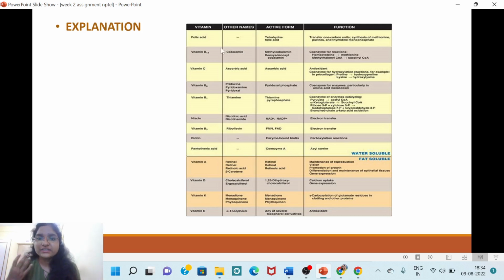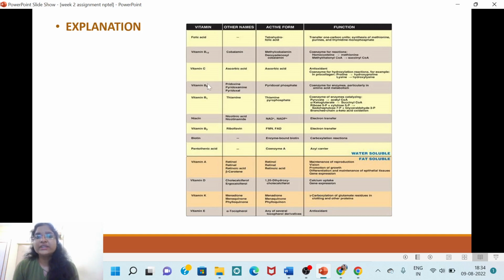So, here is a list of the vitamins as well as their active forms which function in our body as well as their function. So, what was our question? Calcitriol, which is also known as 1,25-dihydroxycholecalciferol, is the active form of vitamin D. And what is the most important function of vitamin D? It helps in calcium uptake as well as gene expression.